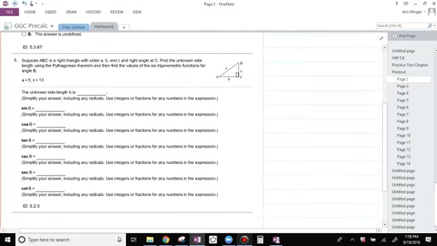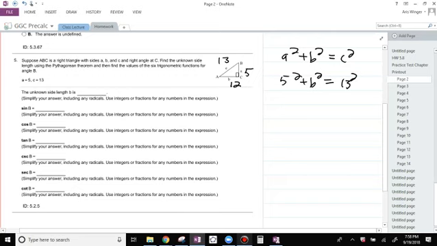Triangle definition. A is 5. C is 13. Remember what B is? 12. Just in case we don't remember: A squared plus B squared equals C squared. Last time we'll do it. 5 squared plus B squared equals 13 squared. 25 plus B squared equals 169. B squared equals 144. B is 12 or negative 12, but it's the side of a triangle.